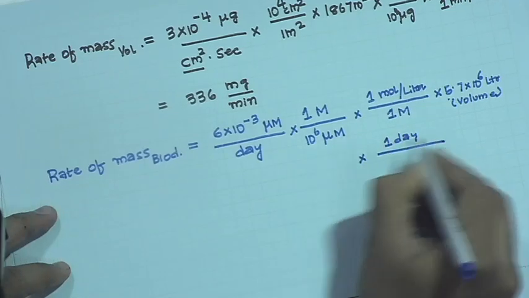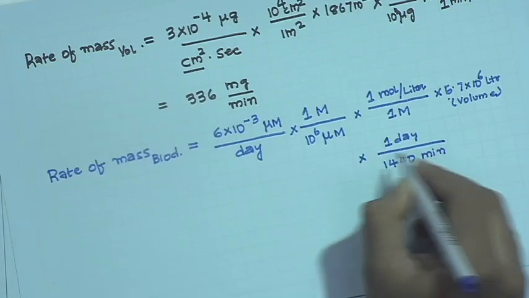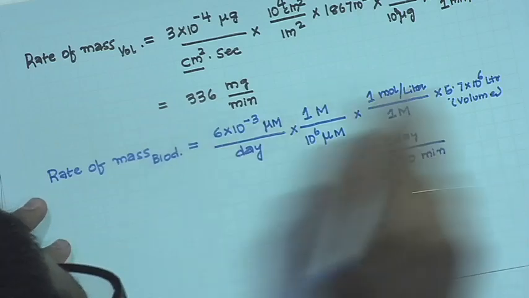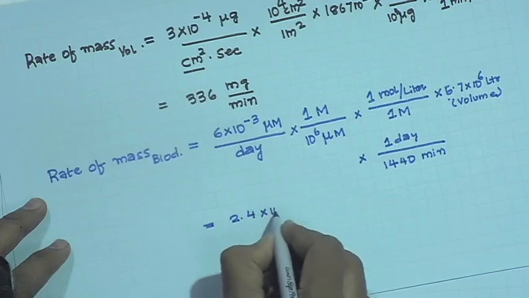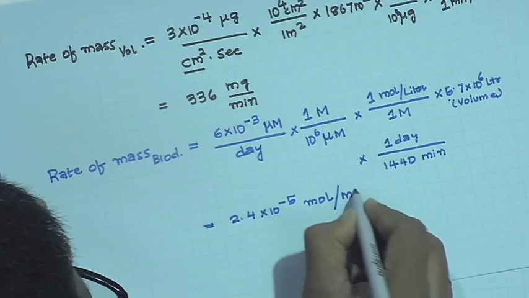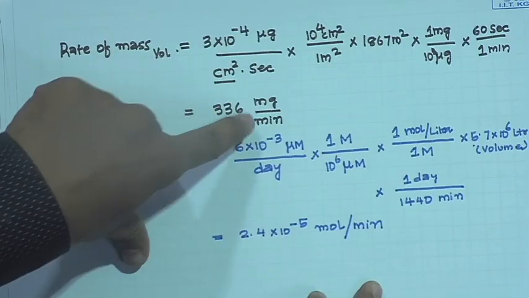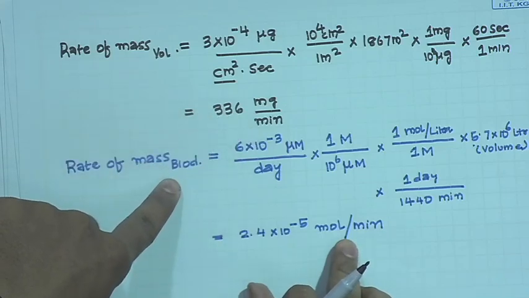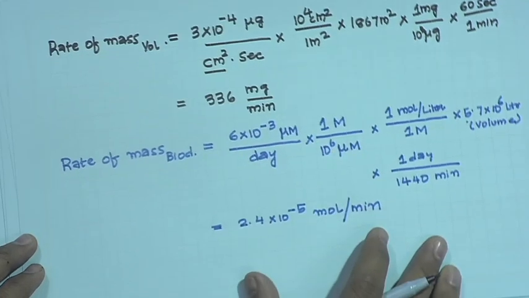So 1 day is equivalent to 1440 minutes, so it is 24 into 60. By converting this, we will get 2.4 into 10 to the power of minus 5 mole per minute. But our rate of mass is in milligram per minute, while the rate of mass for biodegradation is in mole per minute. So we have to convert this mole per minute into milligram per minute.